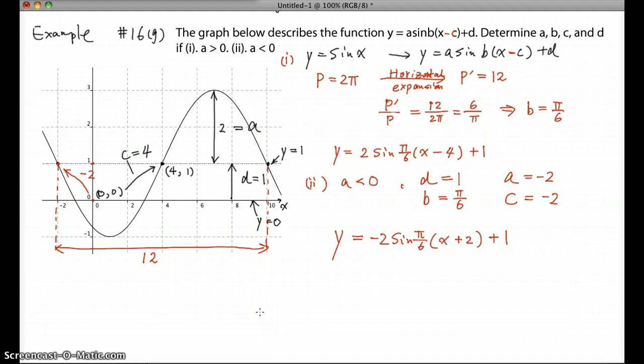Okay, the other question, like 16H, is also based on the graph, but it asks you to write cosine. So very similar, right? Just depend on what the initial function is, y equals cos x, and how you think they transform to this graph, and you'll figure it out. Okay.